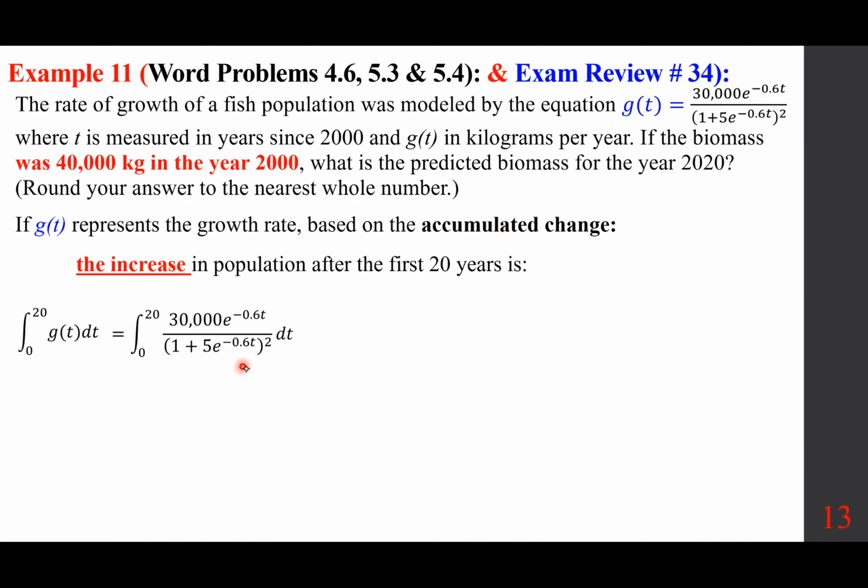substitution method. And the way we do that, we let the denominator without the exponent be u. And as you recall, to differentiate this, this becomes the same thing times negative 0.6. So 5 e to the power of negative 0.6t times negative 0.6. And 5 times negative 0.6 is negative 3. So that's how we arrive at it. So the same thing times negative 0.6 gives you that.